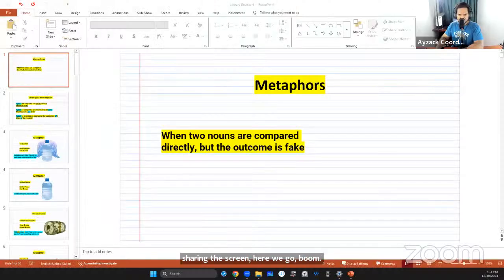And here is the presentation that we are going to talk about. Okay, this is all about lit techniques. We're talking about metaphors in the beginning. So what exactly is a metaphor?